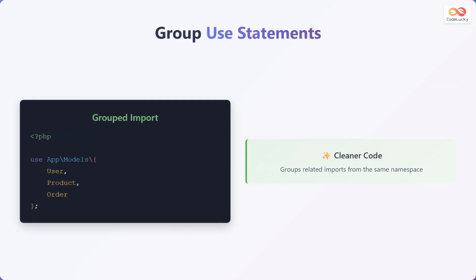To further enhance code readability, PHP allows you to group use statements for classes within the same namespace. Instead of writing multiple use statements, you can group them using curly braces. This approach can significantly reduce the amount of code and make it easier to see which classes belong to the same namespace. This will lead to cleaner code as it groups related imports from the same namespace.